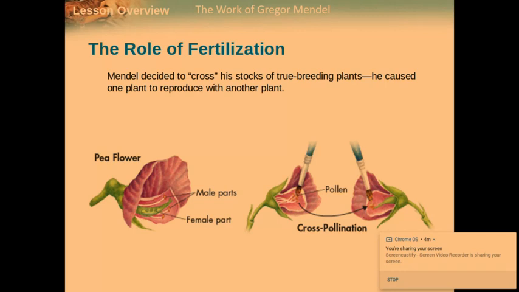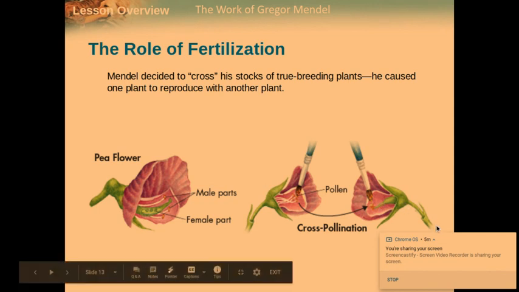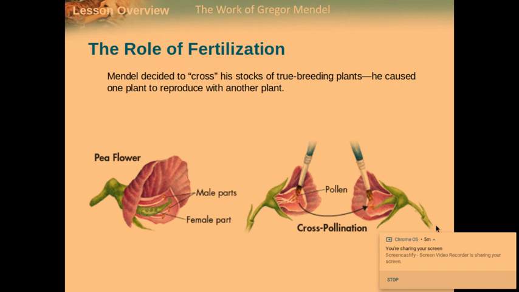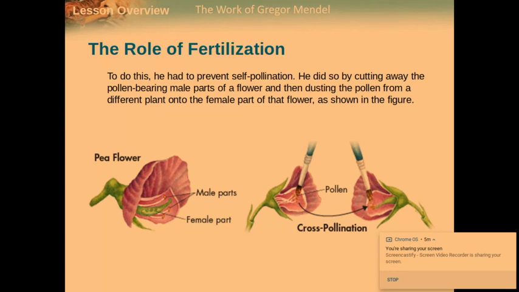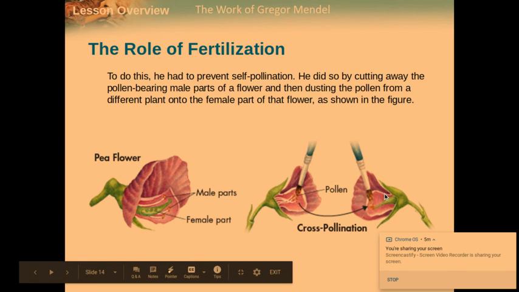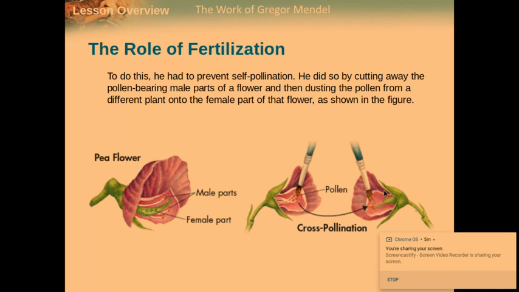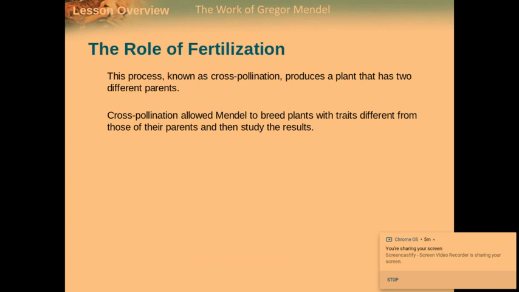So this is basically how he did it. Mendel decided to cross his stocks of true breeding plants. He caused one plant to reproduce with another, and you can see that he took a paintbrush and took the pollen from one plant and crossed it over to the other plant, and was able to fertilize plants that were not the same, even though normally they pollinated themselves. To do this, he had to prevent self-pollination. He did so by cutting away the pollen-bearing male parts of a flower and then dusting the pollen from a different plant onto the female part of the flower, as shown below. Notice the plant on the right, he cut away the male parts, and that way he was absolutely sure that this plant did not self-fertilize. This process, known as cross-pollination, produces a plant that has two different parents. Cross-pollination allowed Mendel to breed plants with traits different from those of their parents, and then study the results.